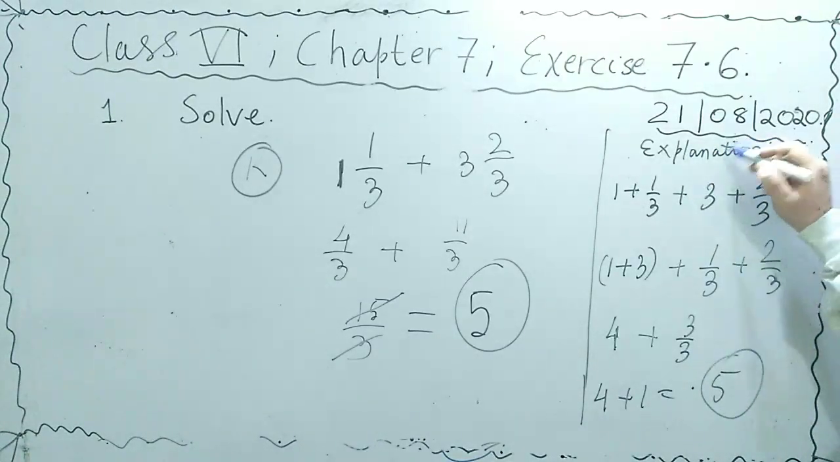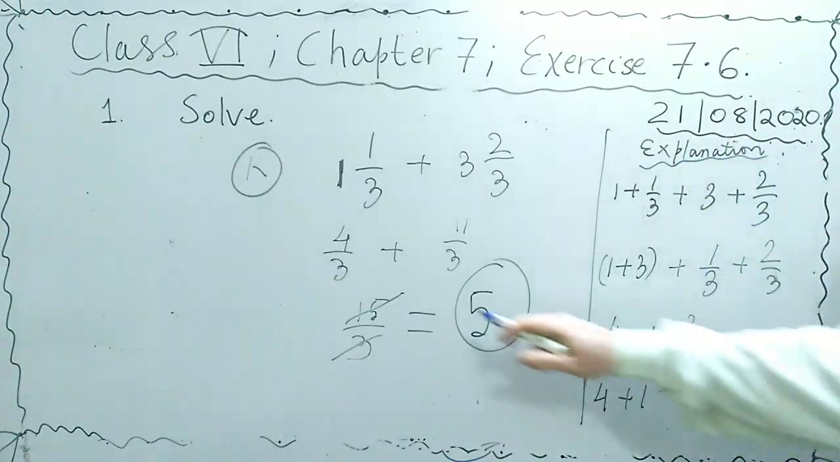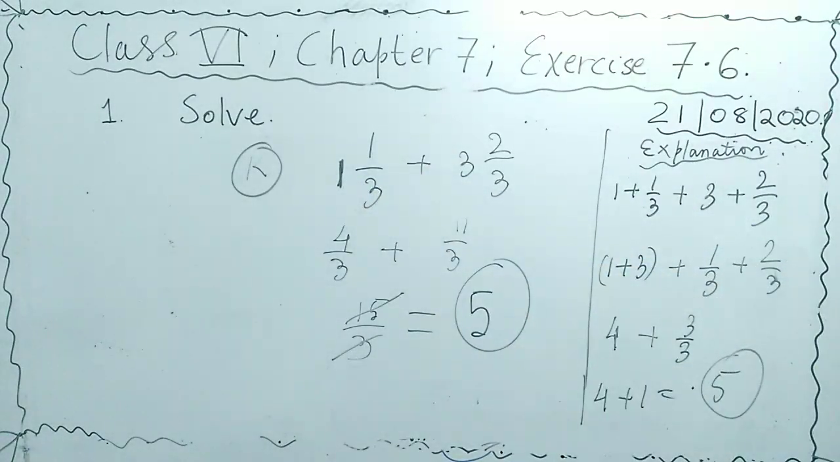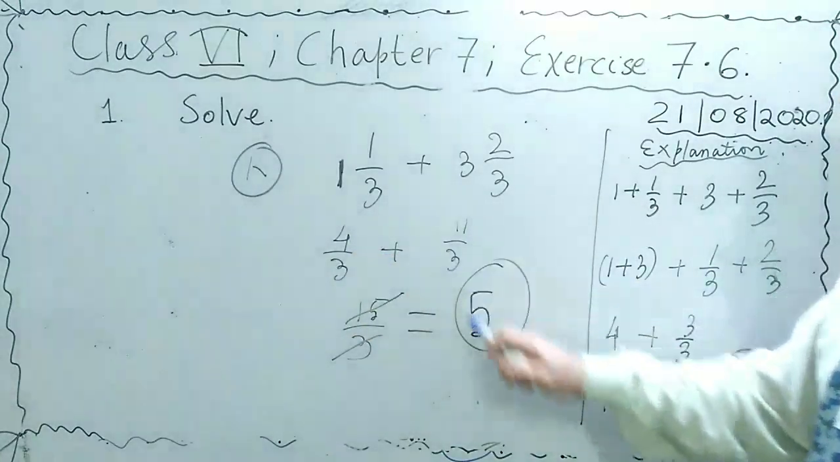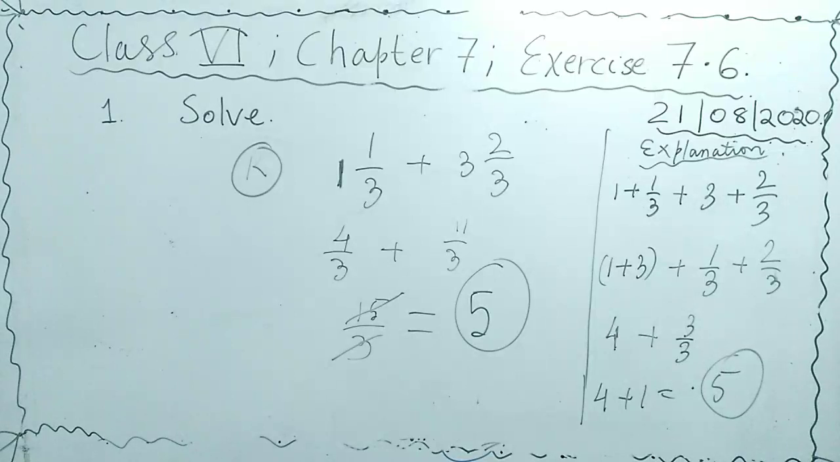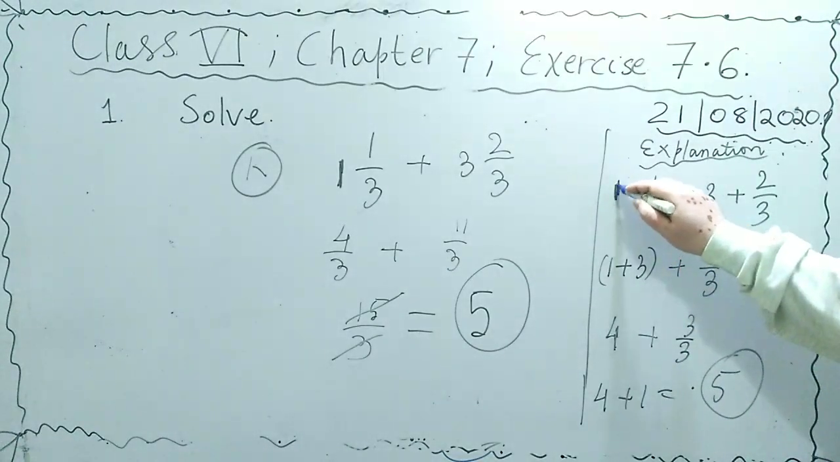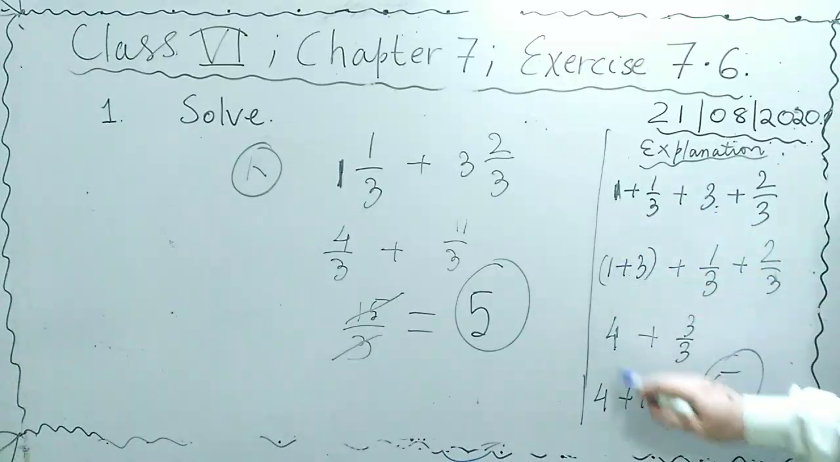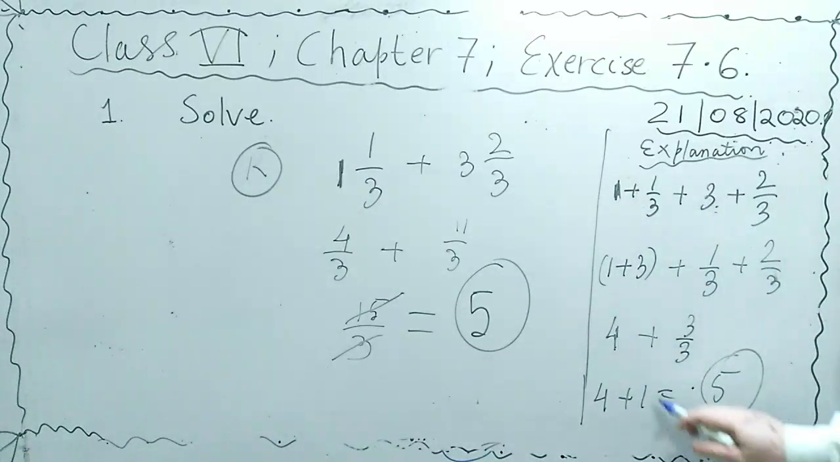Okay, I have explained it clearly here. So 1 1 by 3 is nothing but 1 plus 1 by 3. 3 2 by 3 is nothing but 3 plus 2 by 3. And these are mixed fractions. And mixed fractions are generally of improper fraction. In improper fraction, the numerator is greater than the denominator. So they will have some integer value and they will have some fraction value. So the integer values are 1 and 3. Together they are forming 4. And the fractions together are forming 1. So it is equal to 5.